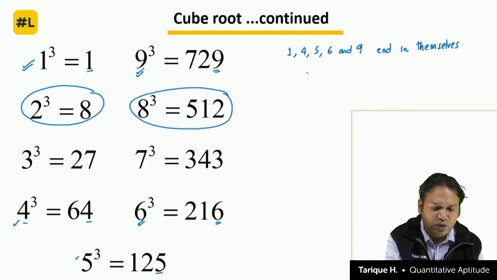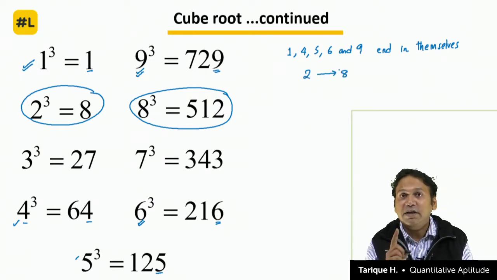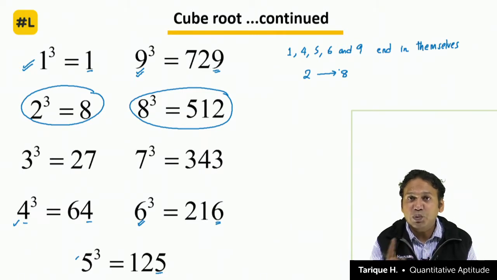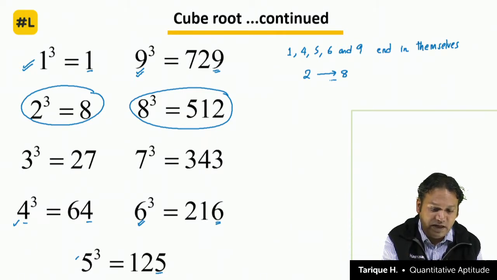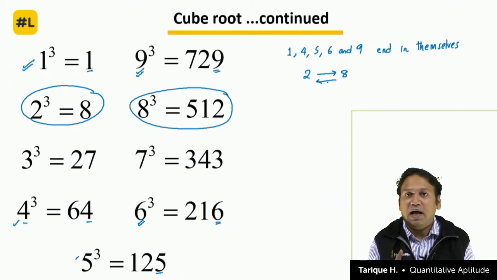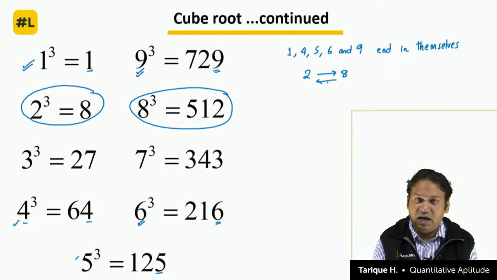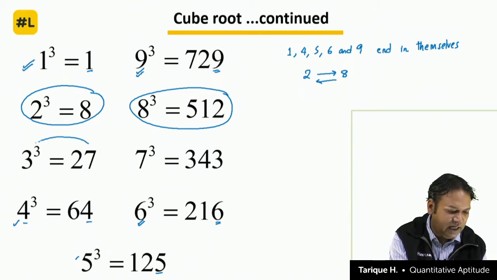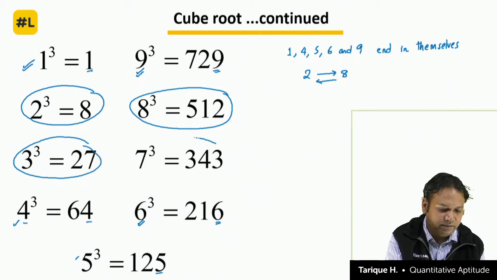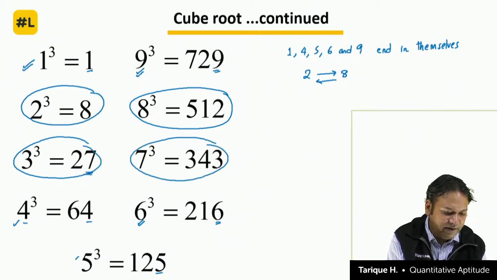Now the other numbers here, you see 2 is ending in 8 and 8 is ending in 2. So we can say here 2 ends in 8. So this arrow means ends in. If the cube is ending in 2, the cube root ends in 8 and 8 will end in 2. So the last digit of the cube is 2, the last digit of the cube root will be 8 and vice versa. So if the last digit of the cube is 8, the last digit of the cube root will be 2. Similarly for 3 and 7 also, 3 is ending in 7, 7 is ending in 3.